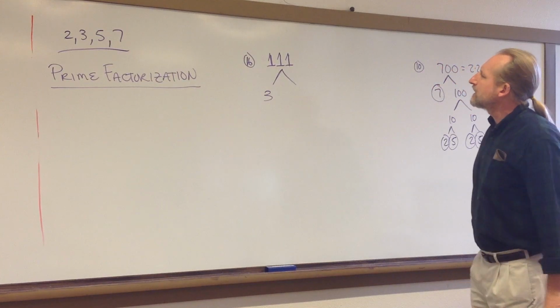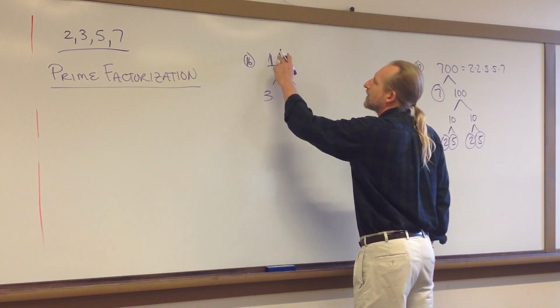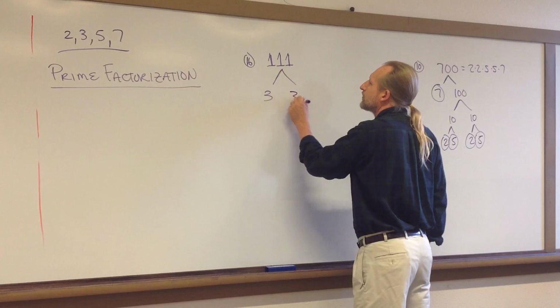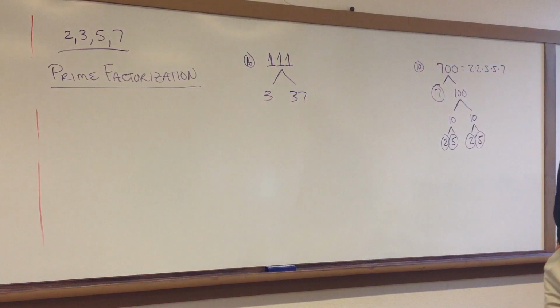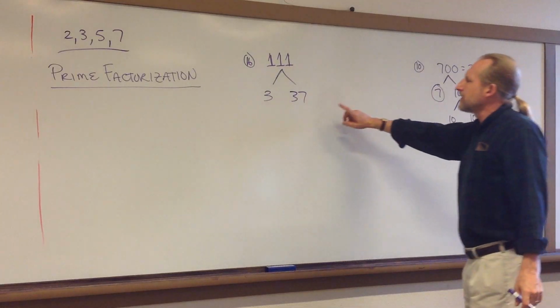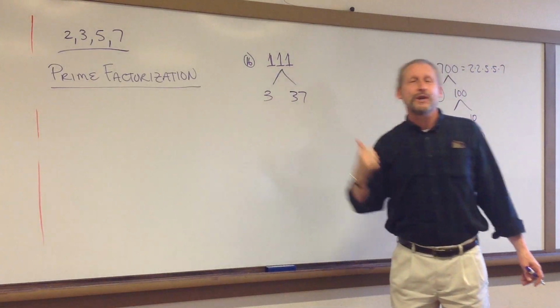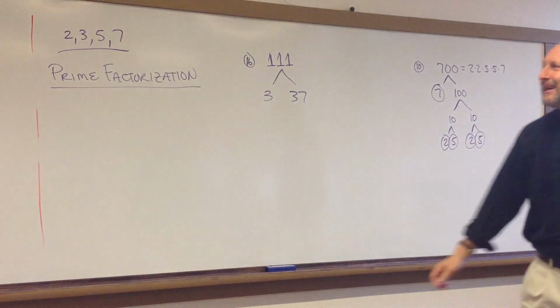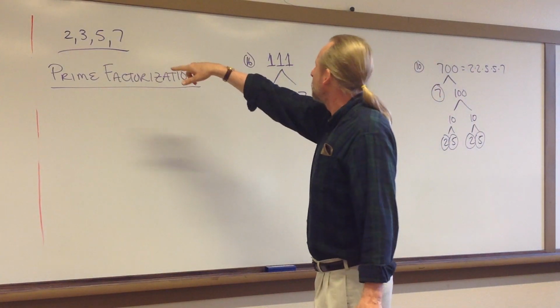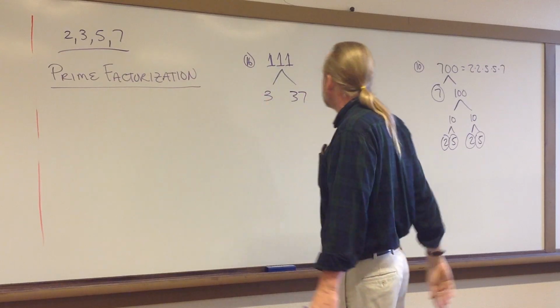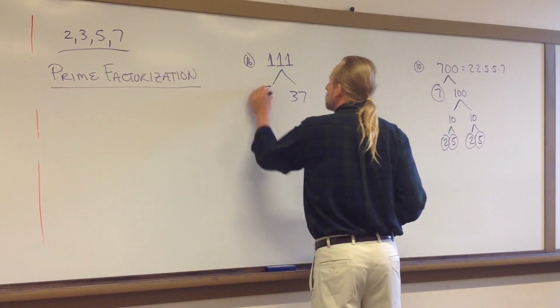Let's see, how many times is that going to go in there? That'll go in 3 times with 2 left over. So that should be 3 times 37. And 37, I believe, is prime. I've of course erased my list of prime numbers, but 37 is not divisible by 2, not divisible by 3, 5, or 7, and that pretty much does it.